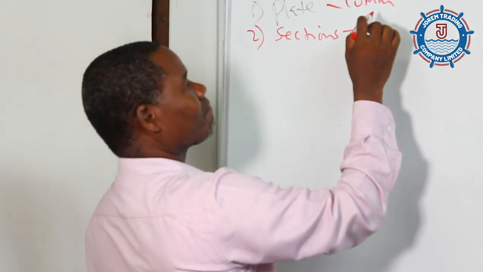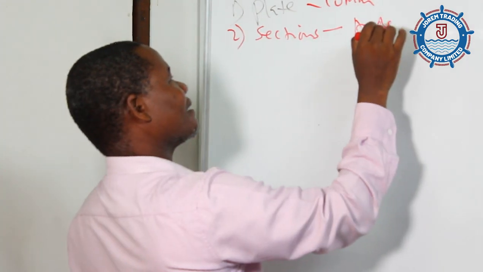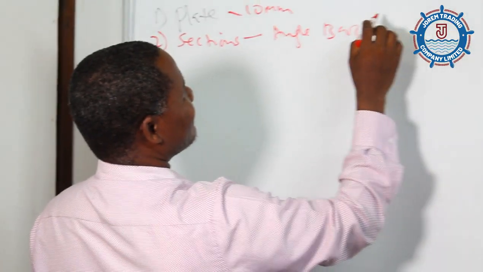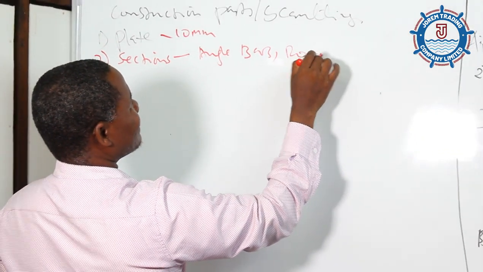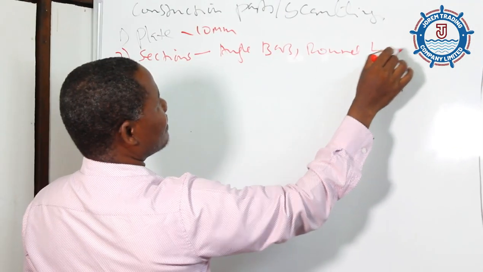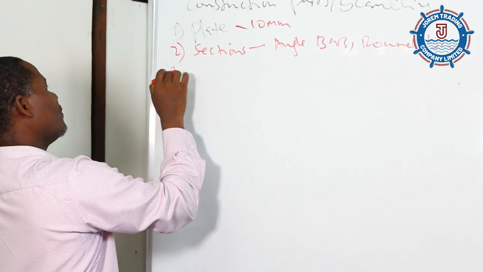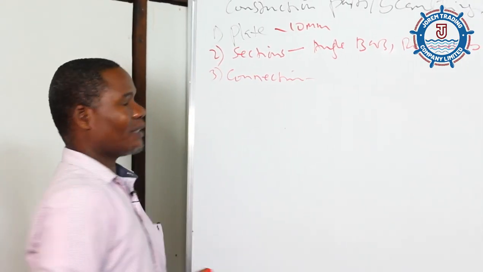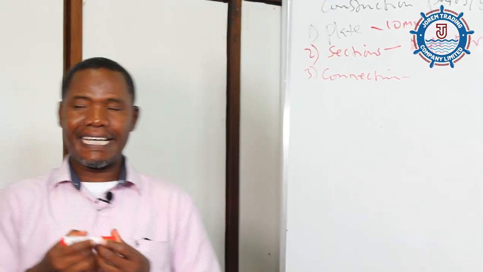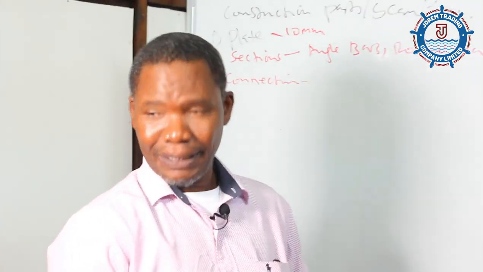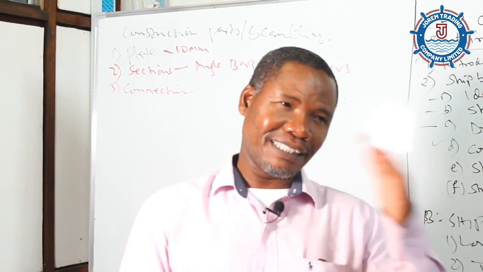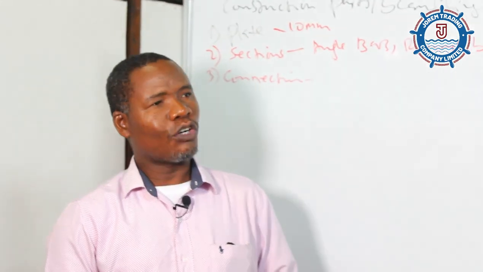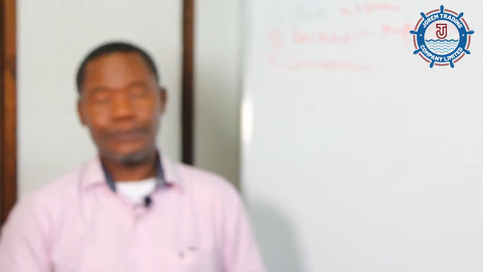Like the angle bars, like the round bars, etc. You need to have the connections. Of course, when you are constructing a ship, you have to connect. And of course, the connection can be done by either riveting or by welding. Although riveting is almost outdated now, it's for the old construction, but currently they are using welding.